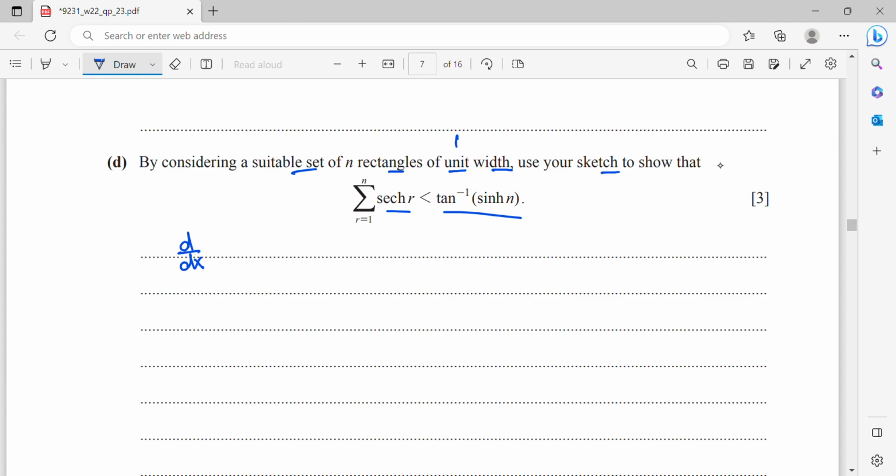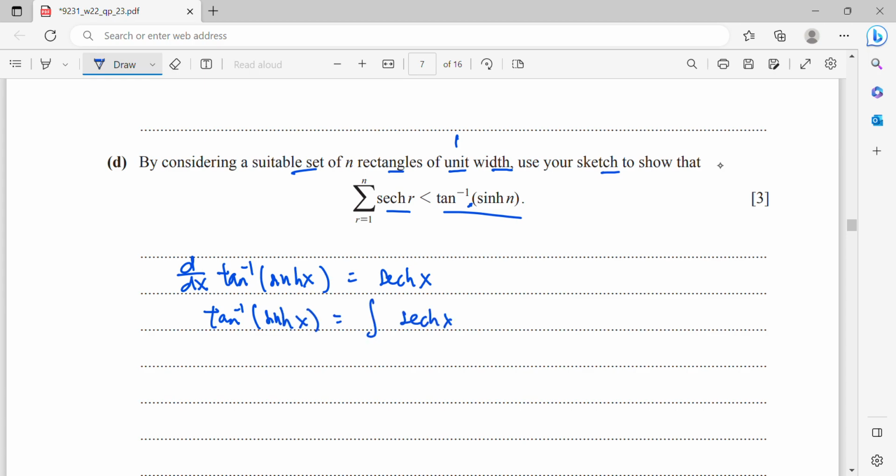Right, because I need to prove this first. So d over dx of inverse tangent sinh x equals hyperbolic secant x. We have done this just now. So now, inverse tangent sinh x will be the integral of sech x dx.